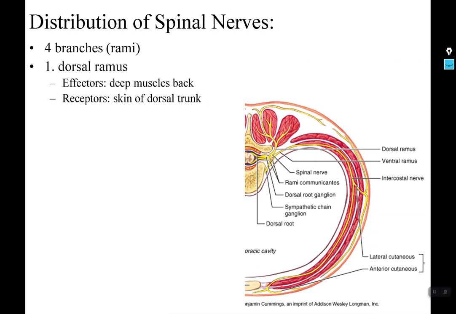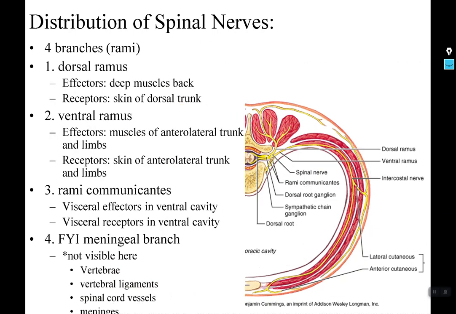So I'm just going to go ahead and bring all of these text portions to the front because I'm just going to run through them. So I already mentioned that ramus means branch, so the plural of that is rami. So dorsal ramus is also the same thing as posterior ramus, so they're used interchangeably.